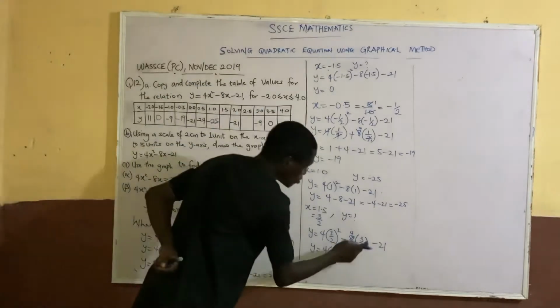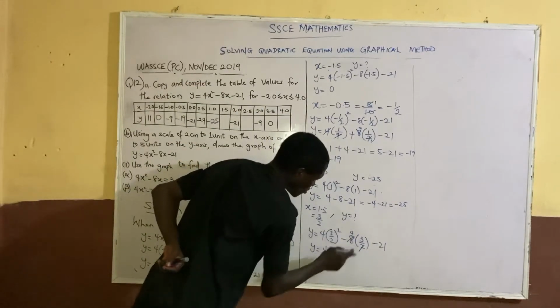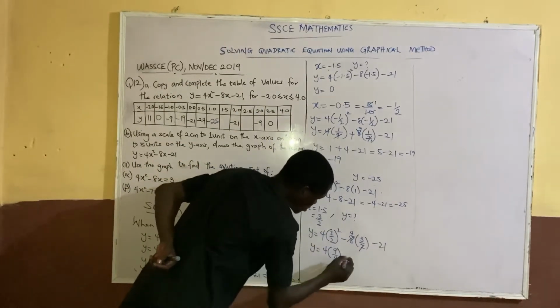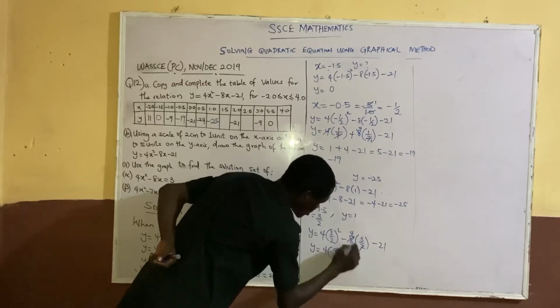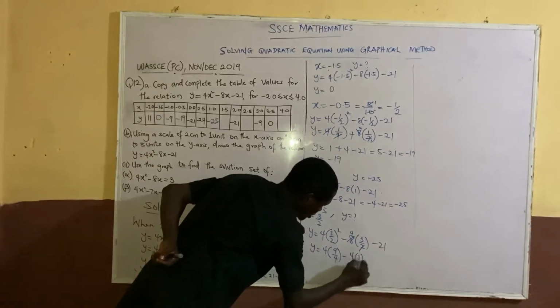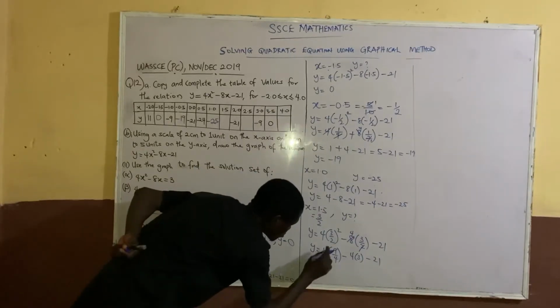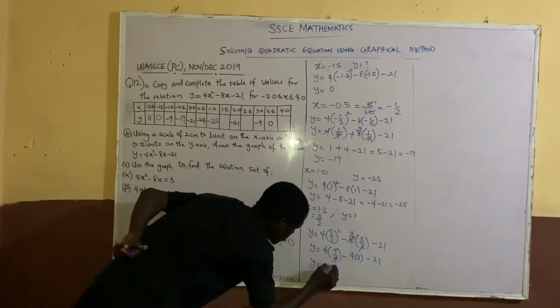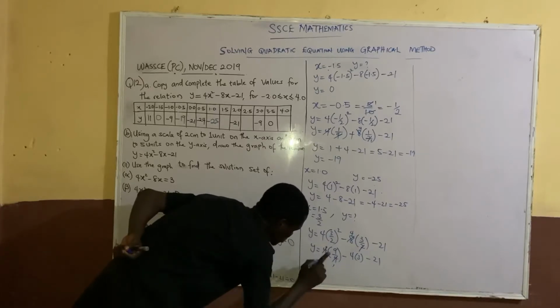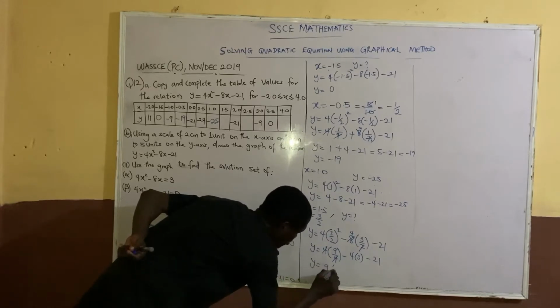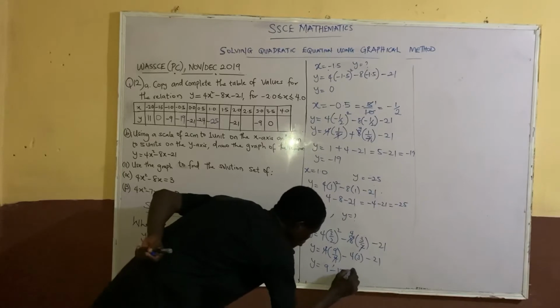We have 2 here 1, 2 in 8 is 4. 4 times 3 is what? 4 in bracket 3 minus 21. Now y is equal to what? 4 here 1, 4 here 1. So we have 9 minus 12 minus 21.